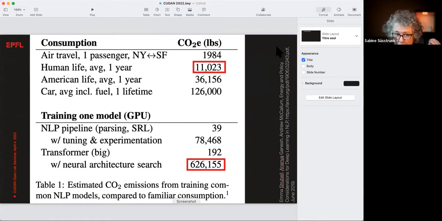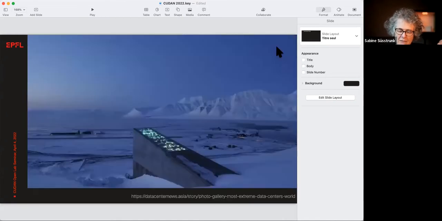And then if you use these last models that came out, these are actually called transformer models. They're really big. And then if you throw on top of it an automatic optimization of the parameters, which is basically what neural architecture search is, it just becomes outrageous. So training these models is very expensive.